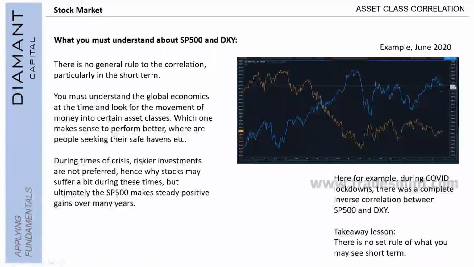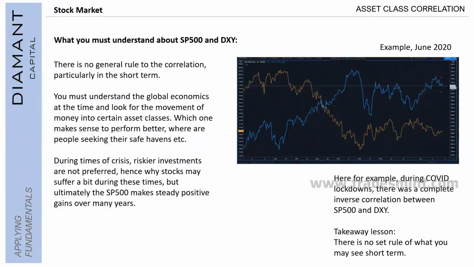Now, during times of crisis, riskier investments are not preferred, hence why stocks may suffer a bit during these times. But ultimately, the S&P 500 makes positive gains over the many years. Here, for example, during COVID lockdowns, back in June of 2020, this was, I believe, on a 4-hour chart between S&P 500 index and the DXY. During COVID lockdowns, there was a complete inverse correlation between S&P 500 and DXY.